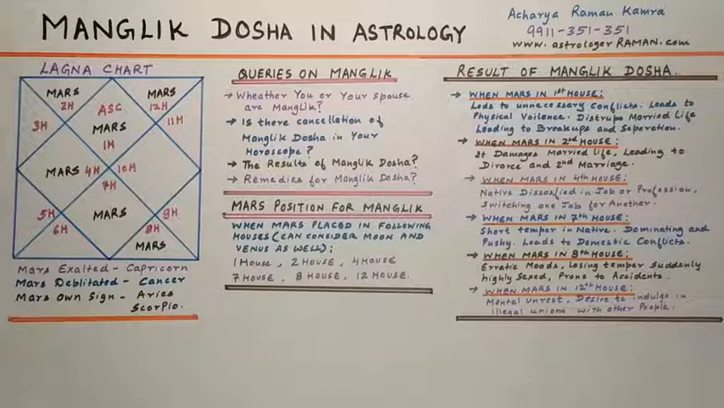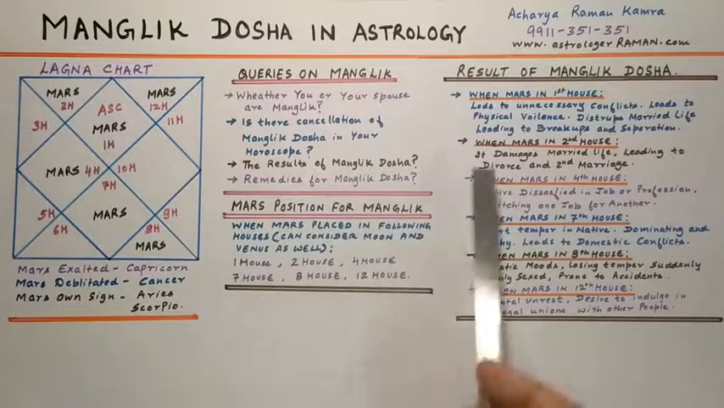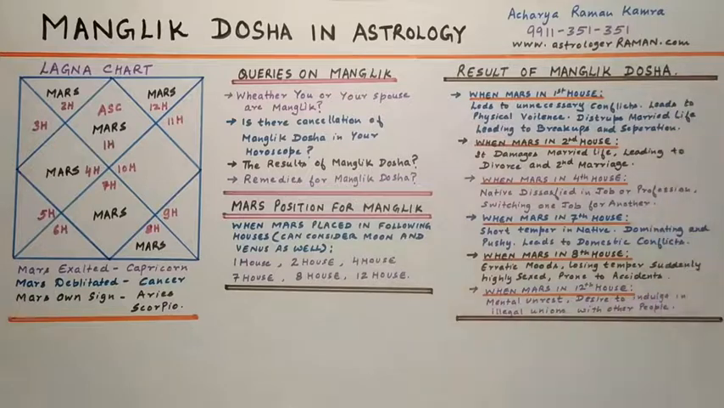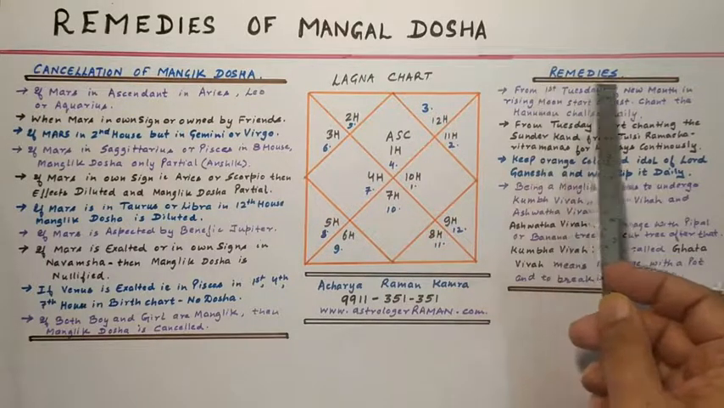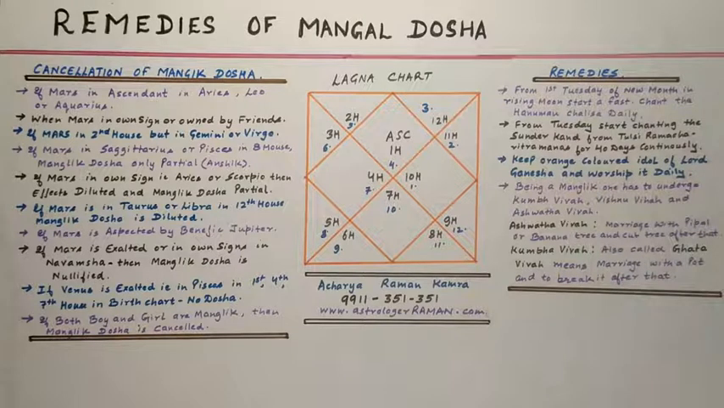These are the combinations for Mangal Dosha when Mars is placed in different houses, that is 1, 2, 4, 7, 8, 12, and the results of Manglik Dosha when Mars is placed in these houses we have already done. Continuing with our topic of Manglik Dosha, now we will do the planetary combinations which lead to cancellation of Manglik Dosha in a horoscope, and then at the end we will do the remedies to overcome the ill effects of Manglik Dosha.